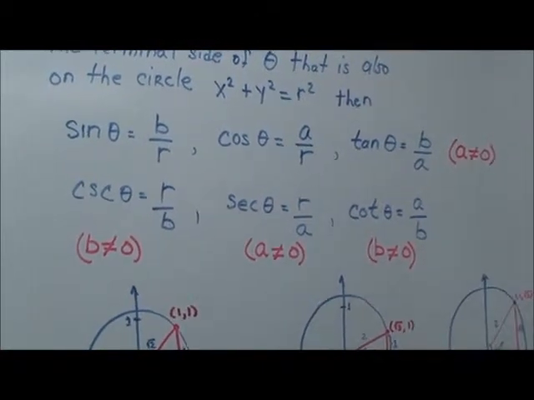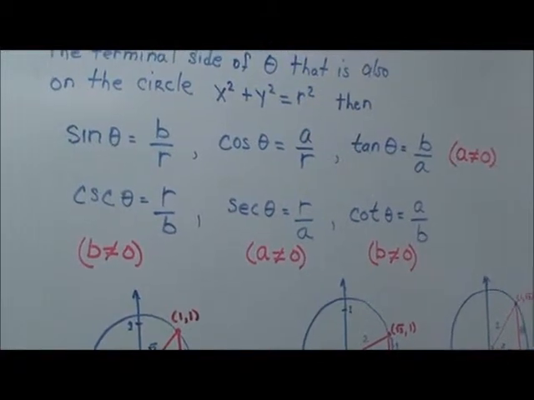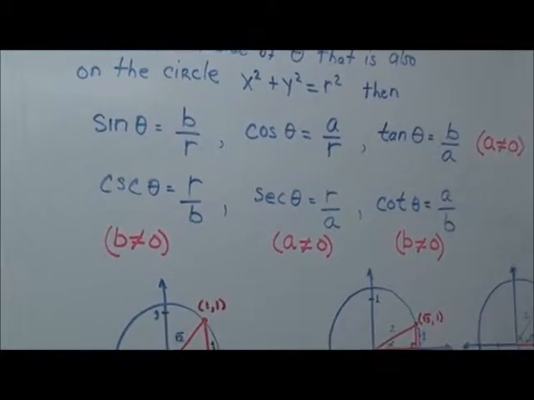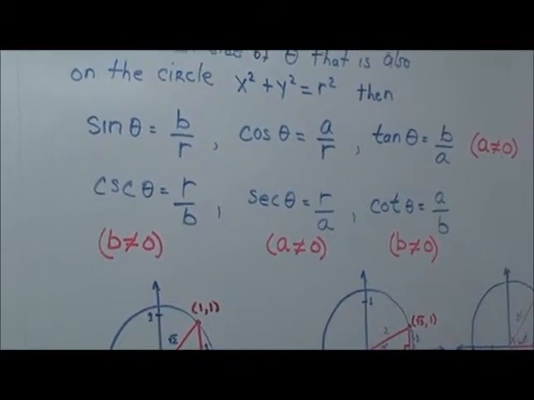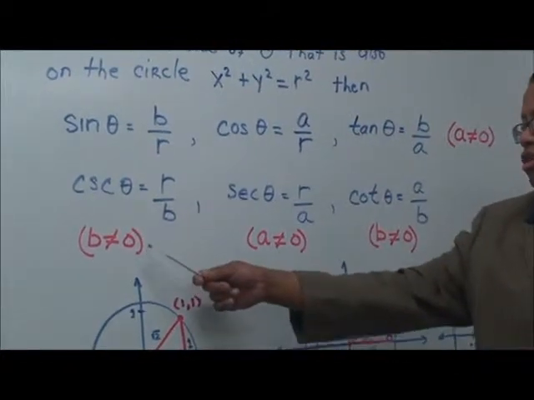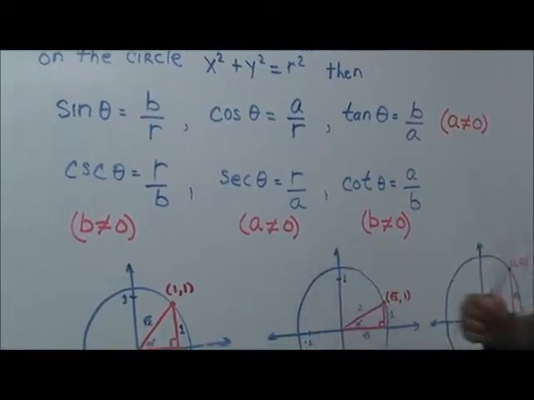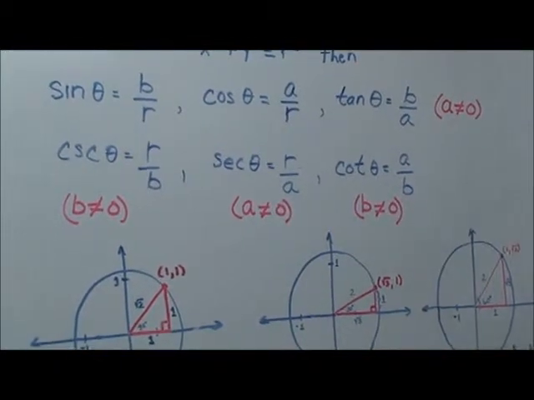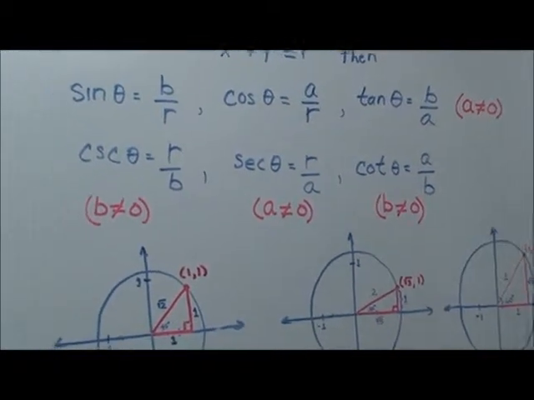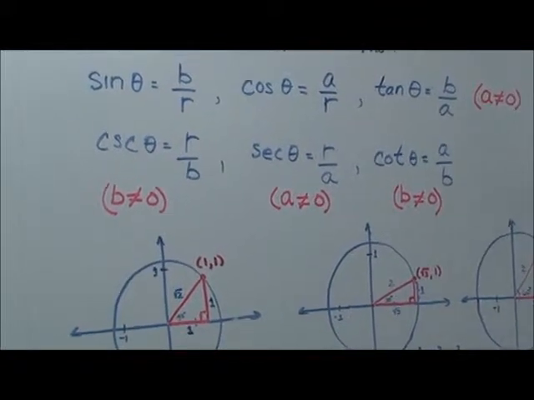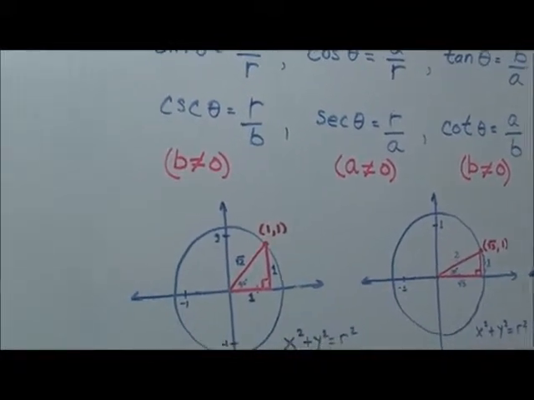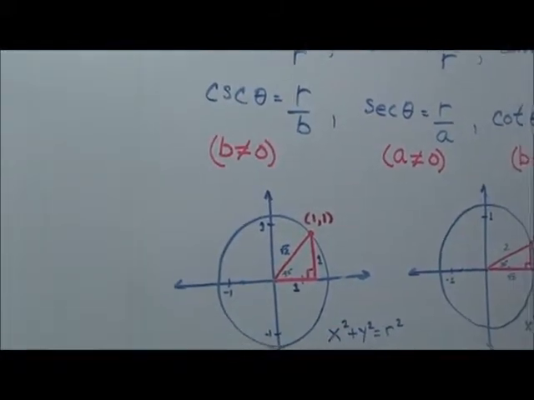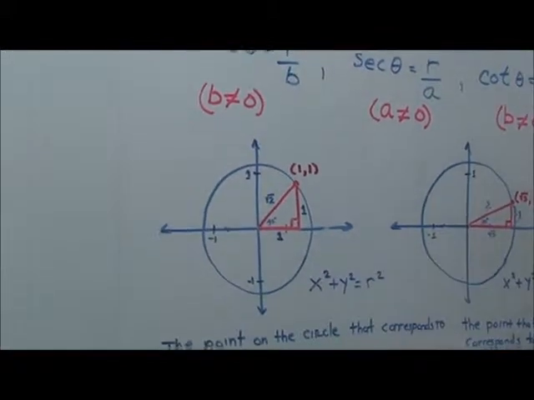So you see this. So remember though, in each of these, there's a restriction. A can't equal 0. B can't equal 0 for cosecant. Of course, A can't equal 0 for secant, trigonometric function. And B can't equal 0 for the cotangent trigonometric function. So if that happens, it results in a 0, and that will cause these functions to become undefined.